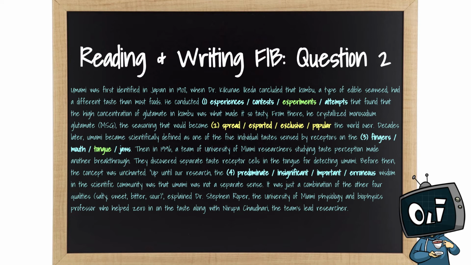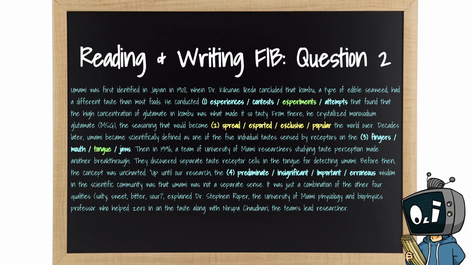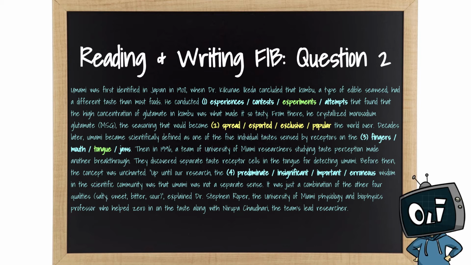This is a rare occasion where you actually can use some grammar to eliminate the first option. You need an adjective for the blank, but spread is either a verb or a noun, so this one cannot be the right answer. Then you should see that exported isn't correct either because this passage says nothing about the global trade of MSG, so no economic activities for us. Then we're down to exclusive and popular, and it seems like popular is a better pick here.